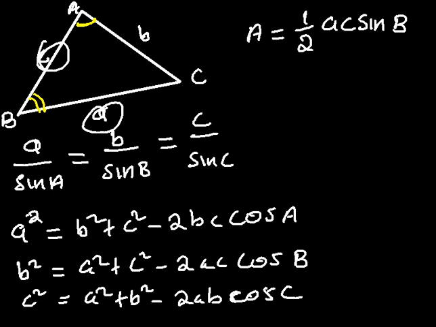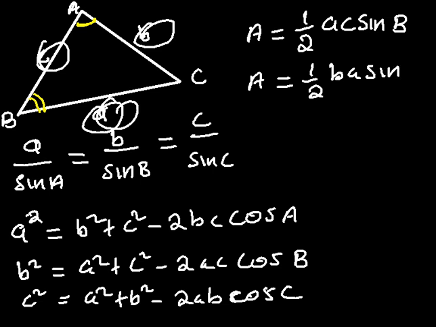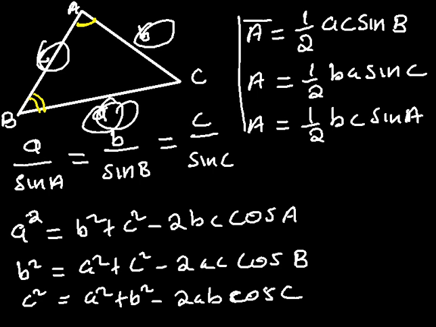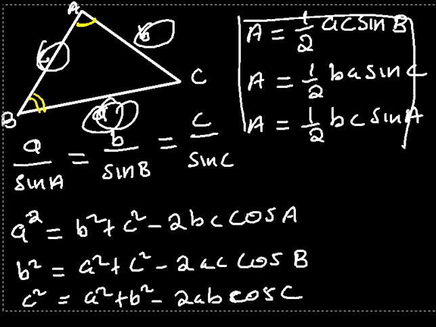And likewise, if we are to use this angle C, what are the sides that have formed this angle? The sides are B as well as A. So we have it as half times B times A times the sine of angle C. And if we are to use this angle, what are the sides that have formed it? We'll have the area equal to half times B times C times the sine of angle A. So that's the principle behind the area rule. And mind you, these are only applied for non-right-angled triangles.